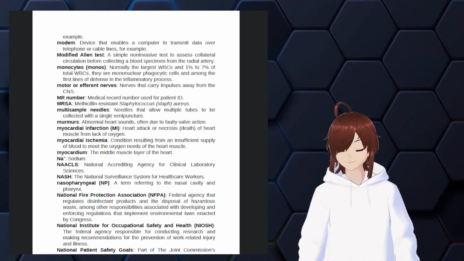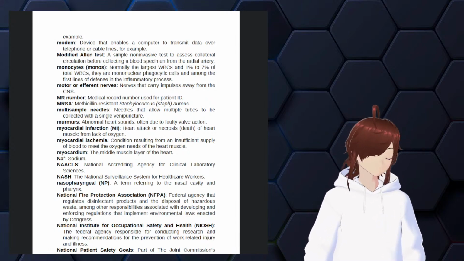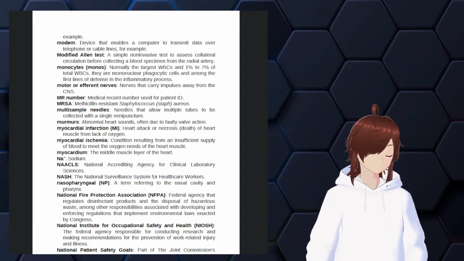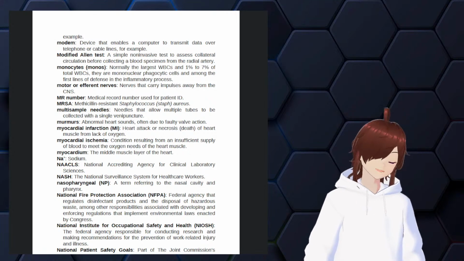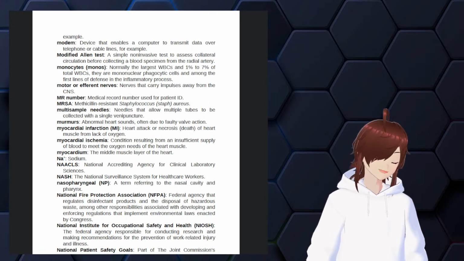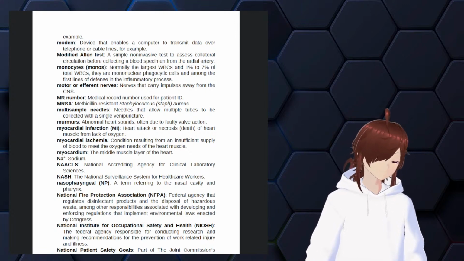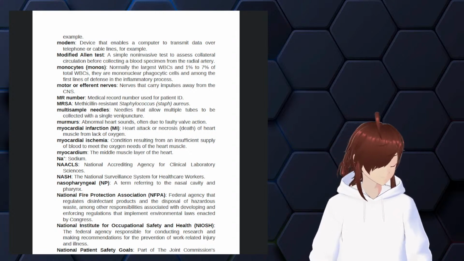Monocytes, monos, normally the largest WBCs and 1% to 7% of total WBCs, they are mononuclear phagocytic cells and among the first lines of defense in the inflammatory process. Motor or efferent nerves, nerves that carry impulses away from the CNS. MR number, medical record number used for patient ID. MRSA, methicillin-resistant Staph aureus. Multi-sample needles, needles that allow multiple tubes to be collected with a single venipuncture.